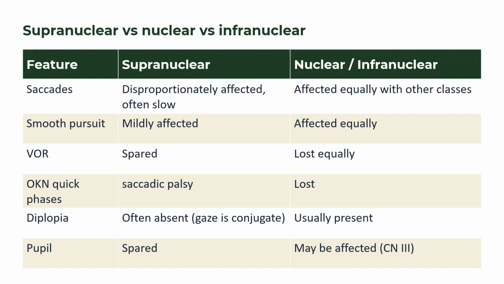Optokinetic nystagmus, quick phases: there will be saccadic palsy in supranuclear lesion, whereas in nuclear and infranuclear lesions, the optokinetic nystagmus quick phase is lost. Diplopia is often absent in supranuclear palsies, whereas in nuclear and infranuclear it is usually present. Pupils are spared in supranuclear, whereas may be affected if there is third nerve involvement in nuclear or infranuclear lesions.